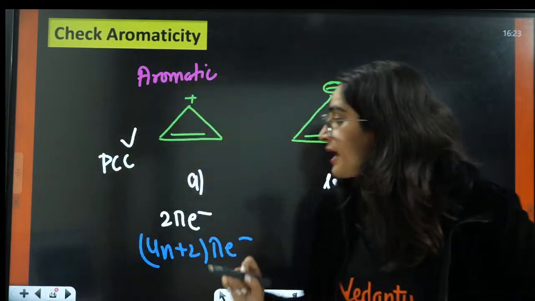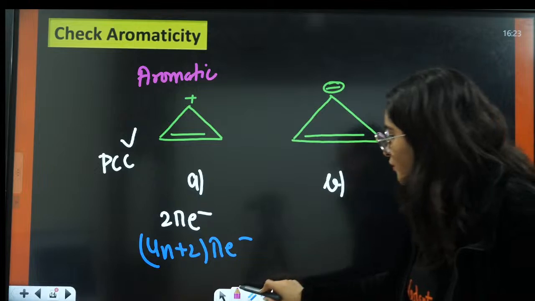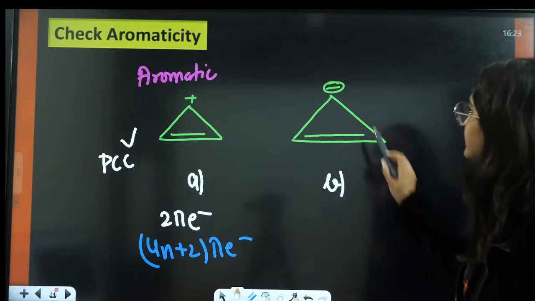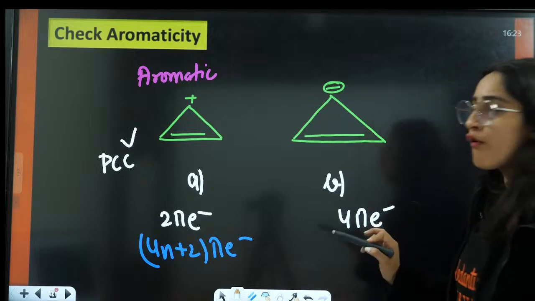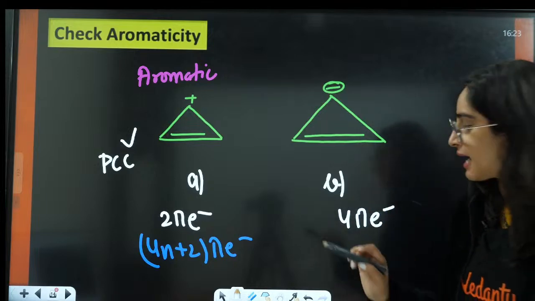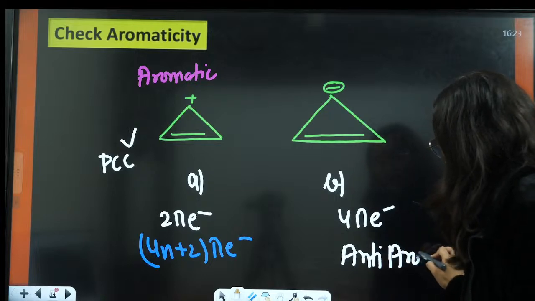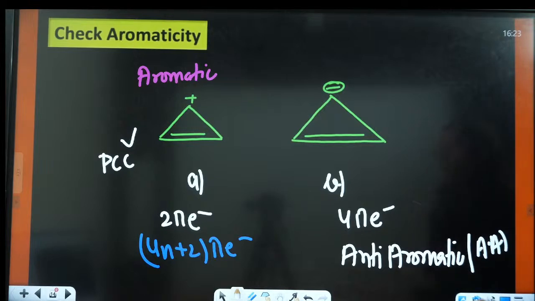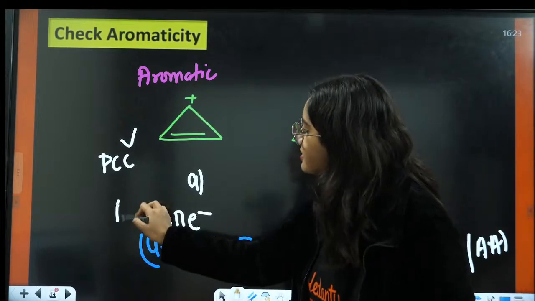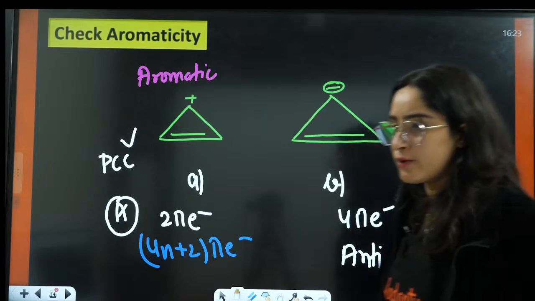Next here is, now tell me about this. Very good evening, everyone. Very good evening. So what about this? It is having 1, 2, 3, 4 pi electrons. 4 pi electrons means that this is anti-aromatic. This is anti-aromatic. I write it as AA. Okay, this is A. This is aromatic. Okay, this is AA. It is anti-aromatic.